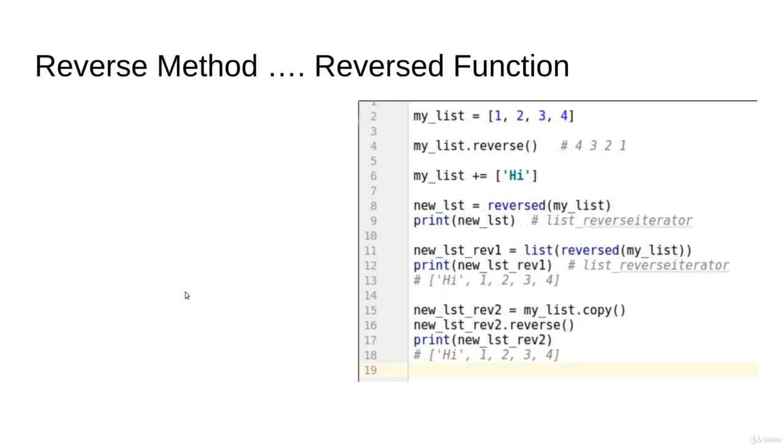On the other side, we have the reverse method and the reversed function, which do the same kind of thing. If you have here my list and you call .reverse over it, you will get the reverse of this list. Let's say you can append more items. But now if you decide to reverse it over my list, notice, this is also one difference: reverse over my list doesn't return a reversed list.